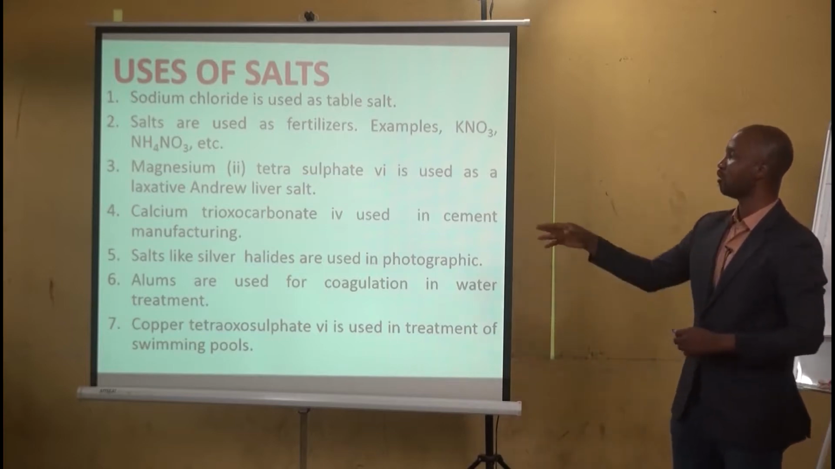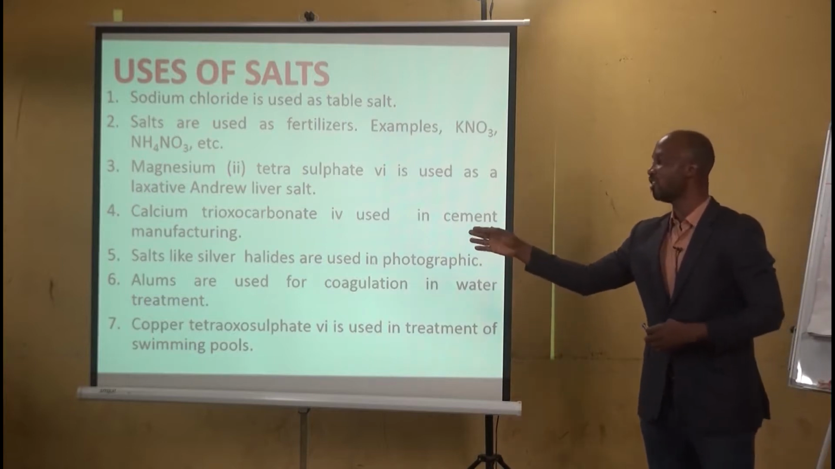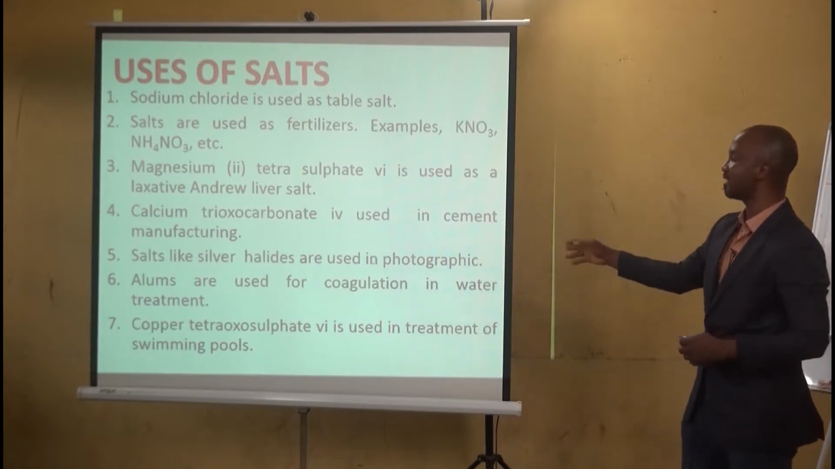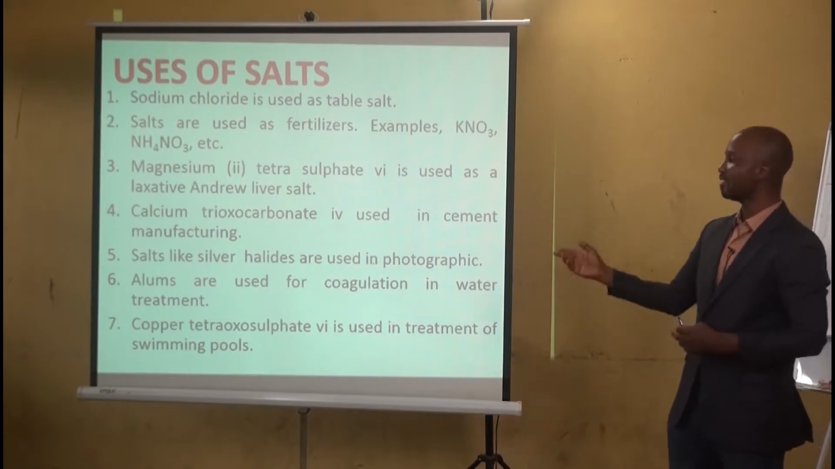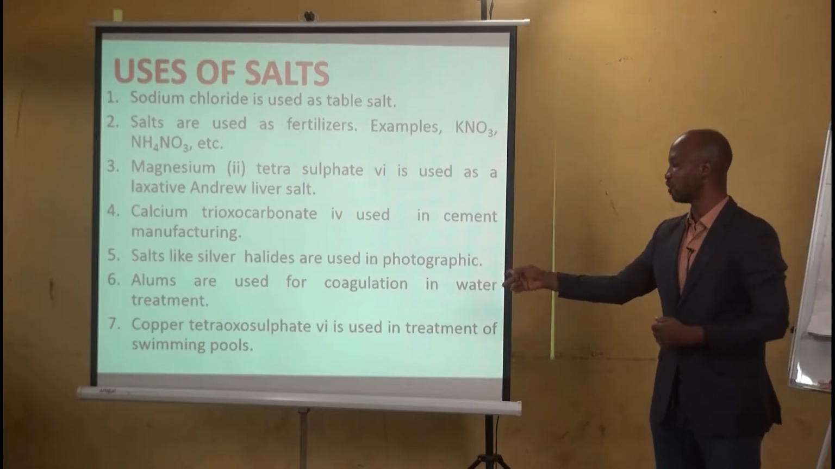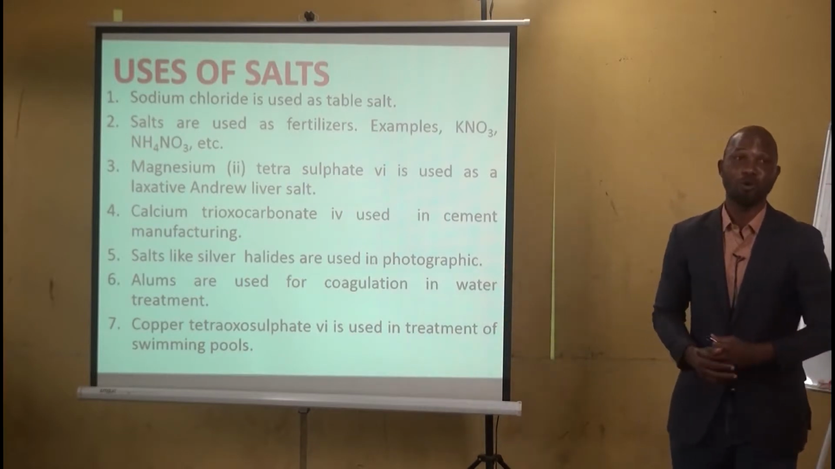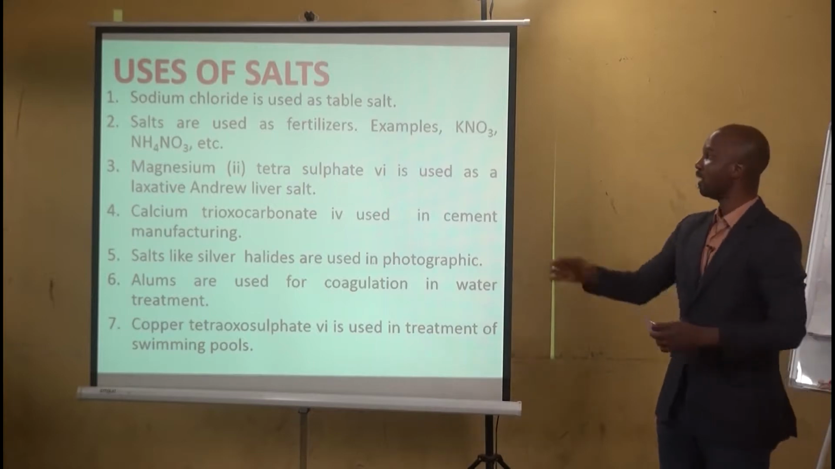Then we have calcium trioxocarbonate(IV), which is used in the manufacturing of cement. Of course, salts of silver halide are used in photography. And lastly, alum is used for coagulation in water treatment, and copper(II) tetraoxosulfate(VI) is used in the treatment of swimming pools. And that is why the water in a swimming pool will always look blue in color.